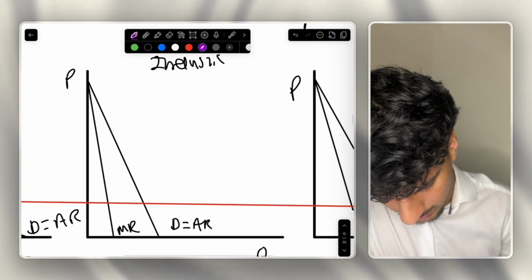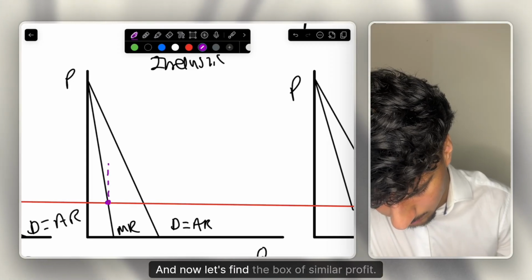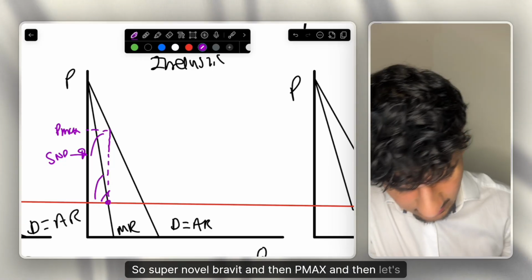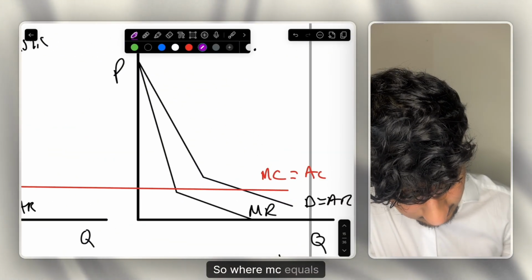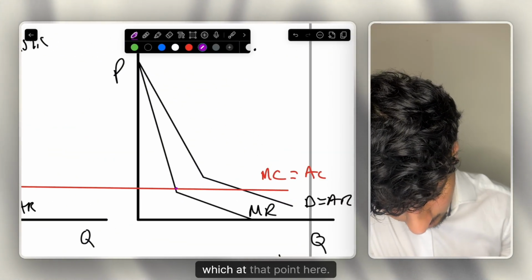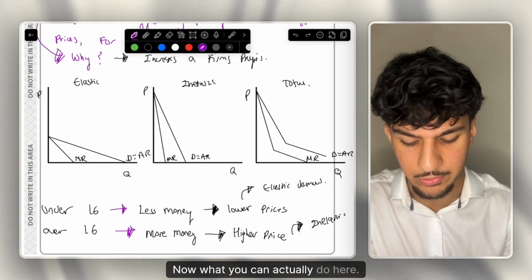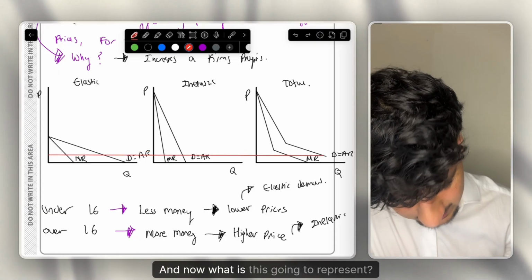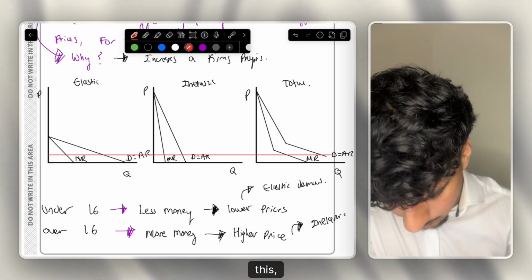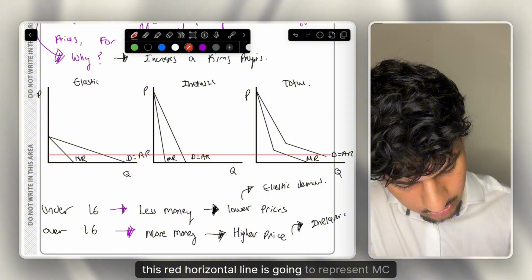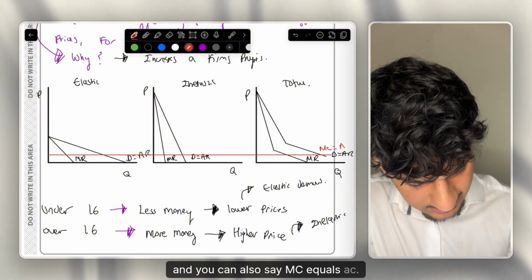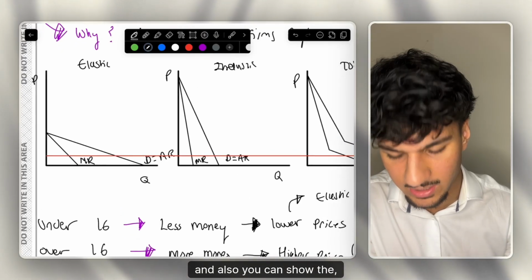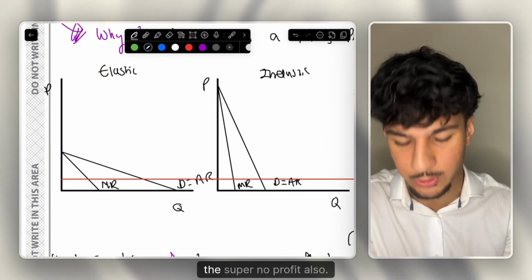So where MC equals MR is this point, and now let's find the box of supernormal profit. So supernormal profit, and then Pmax, and then the box of supernormal profit here. So where MC equals MR, which is at that point here. Now what you can do here, as a last step, is add a horizontal line. And what is this going to represent? This red horizontal line is going to represent MC, and you can also say MC equals AC. So now you can show the profit maximization price, and also the supernormal profit.